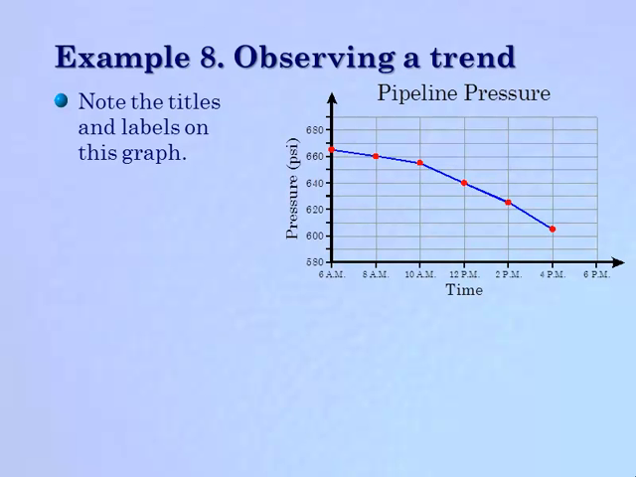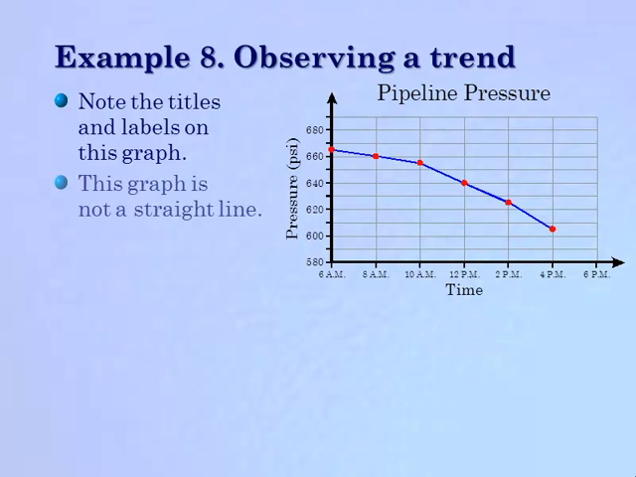So we can also observe trends on this graph. Look at the titles and labels on this graph. We're comparing what? Pressure versus time. And in this graph, it's not a straight line like the Fahrenheit and Celsius graph that we just looked at. So we're looking at pipeline pressure versus time.